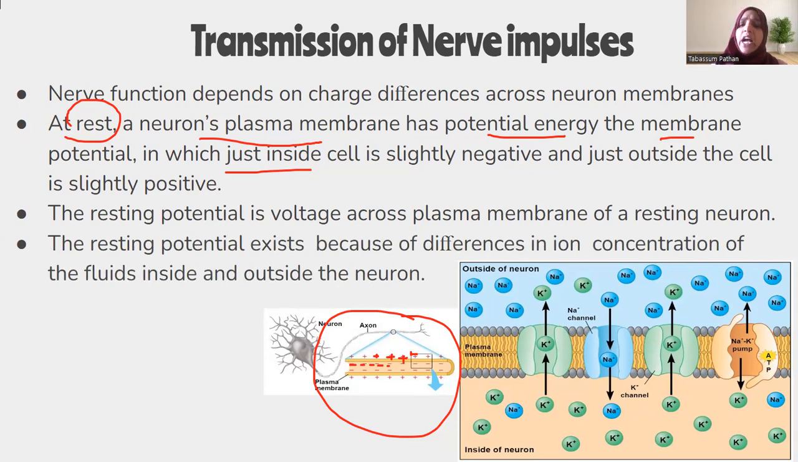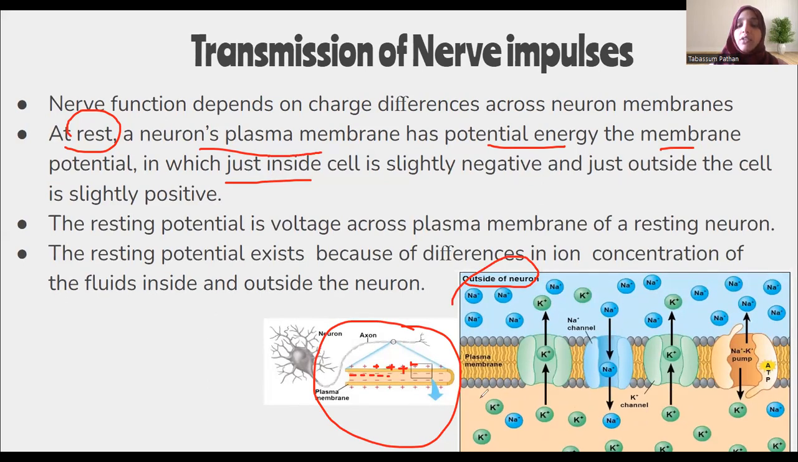This is because of the ions. There are more positive ions on the outside of the neuron and fewer positive ions on the inside. So this is the inside, and this is the plasma membrane lipid bilayer. You see more sodium ions. Sodium is positively charged, a positive ion, and they are more on the outside. That is why the outside of the neuron has more plus. They are fewer on the inside. You have K plus also, so here it will be less positive.